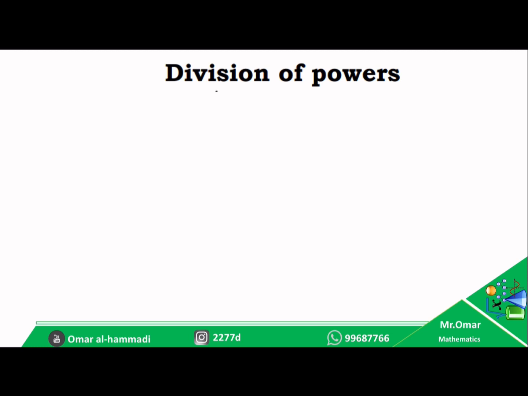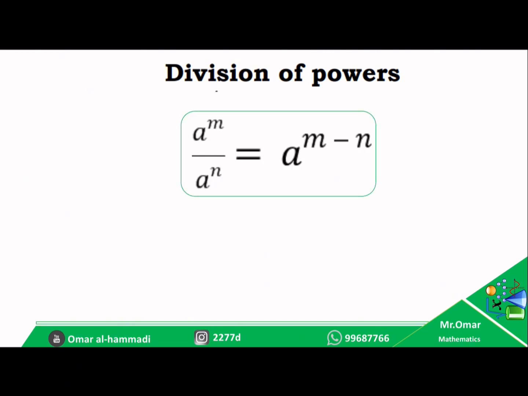Now let's see the division of powers. Division of powers. When dividing, what do we do with the powers? Division of powers: a to the power m divided by a to the power n, it's equal to what? a to the power m minus n. So when dividing, what do we do? We subtract the powers.